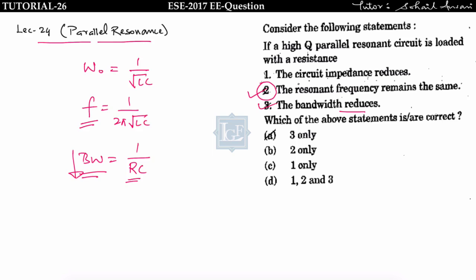Okay, now talk about the circuit impedance. If you add resistance in a parallel circuit, then the overall admittance will increase. Admittance increase means impedance will reduce. So option 1 is also correct. So overall, option D, 1, 2 and 3 all are correct. This has been discussed in the parallel resonance circuit in lecture number 24.